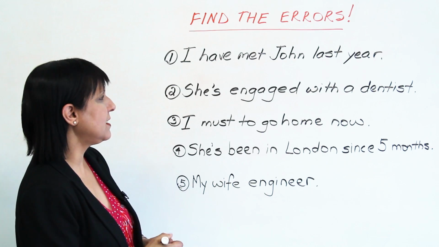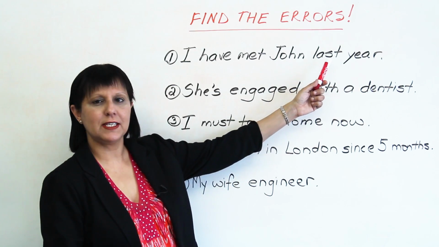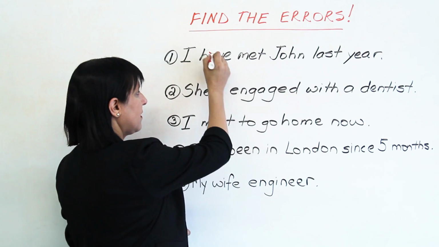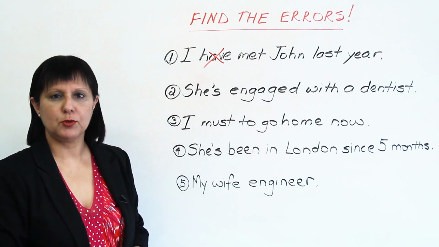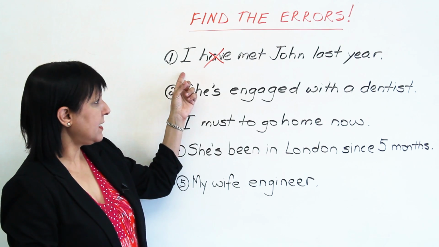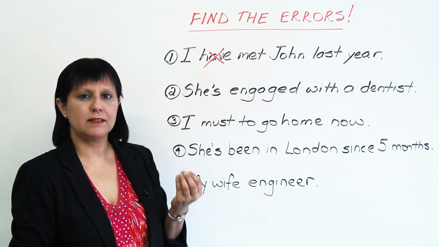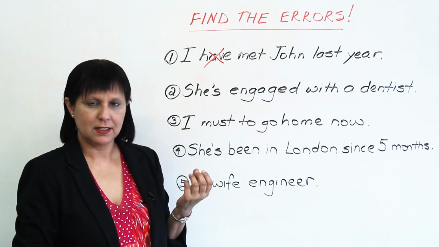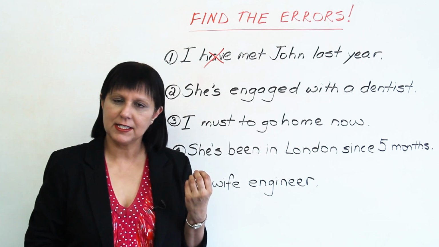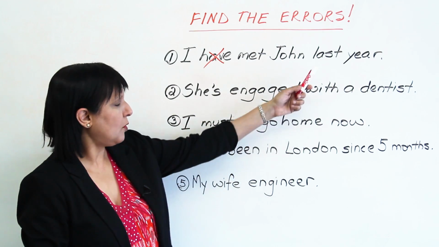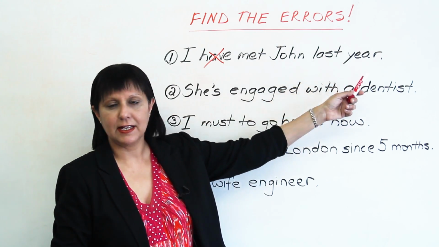So the error is in this part, because we have said last year, we cannot use the present perfect tense. Right now, when we said, I have met John last year, it's the present perfect tense. In present perfect tense, you cannot use a finished time. So, finished time as in last year.